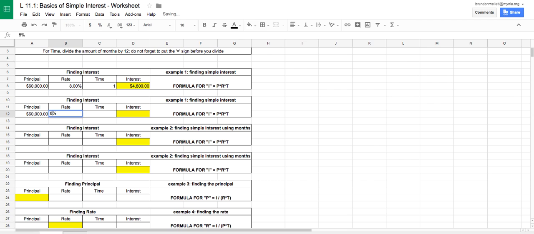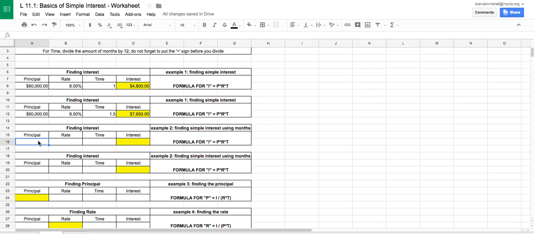Now let's say that same amount, well, let's say we have 8.5% and the time is 1.5 years. What would that look like? So what we're going to do for this one is the same thing. Equals principal times rate times time. And for this one, for a year and a half at 8.5% would be $7,650.